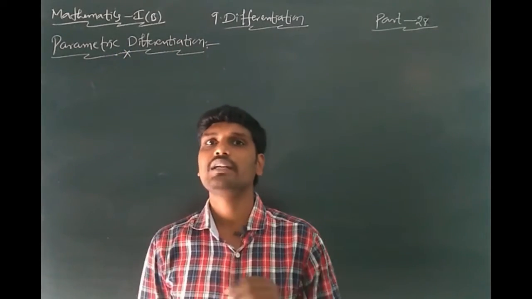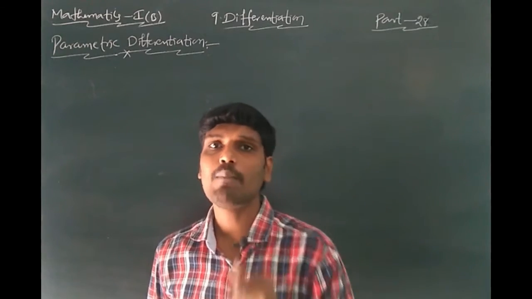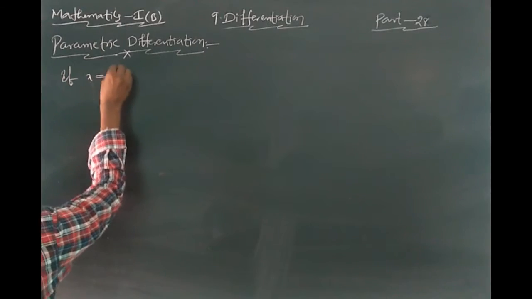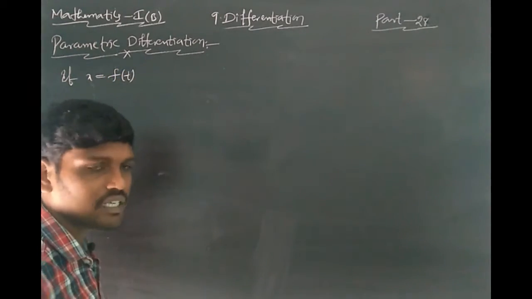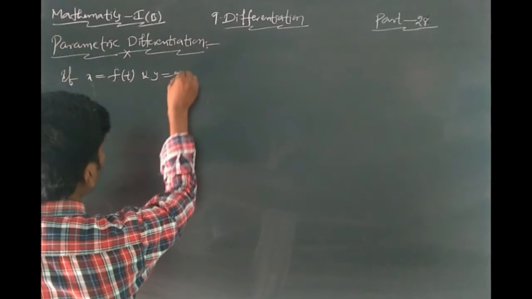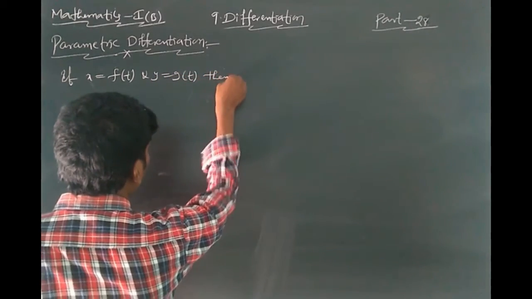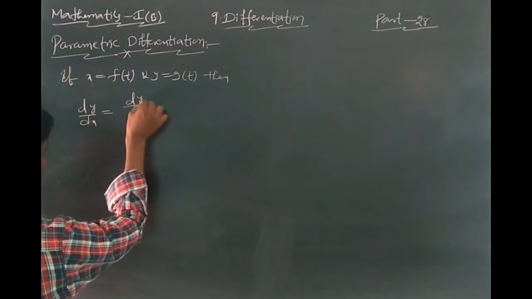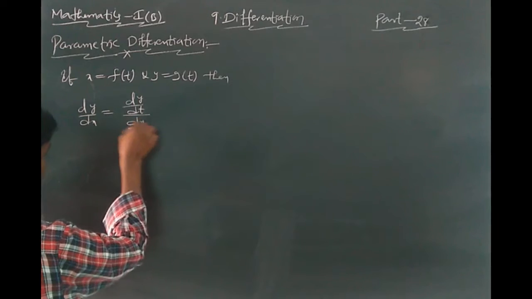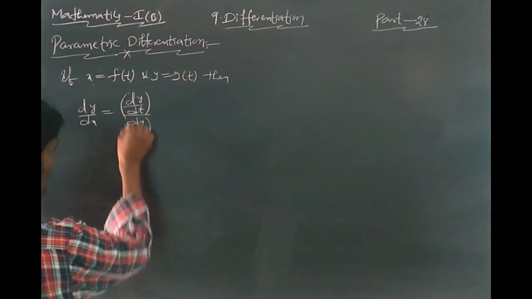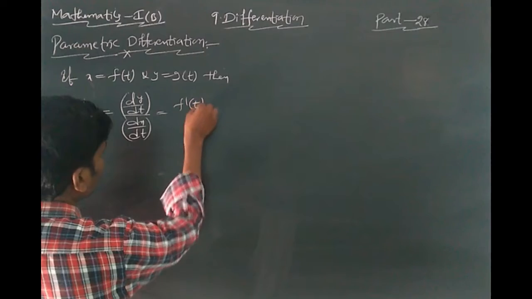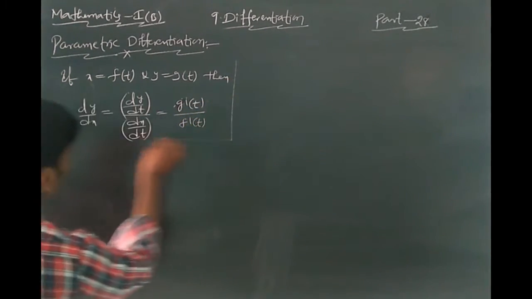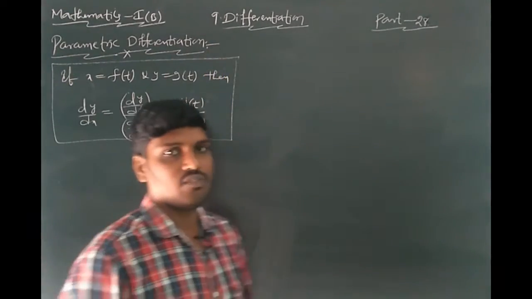In this parametric differentiation method, x comma y values, two functions are given. Suppose x is equal to f of t, and y is equal to g of t, then dy by dx is equal to dy by dt by dx by dt, or g dash of t by f dash of t. You can write any one. This is the formula of the parametric differentiation method.